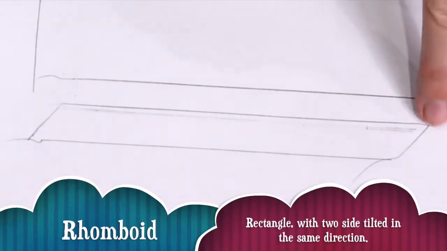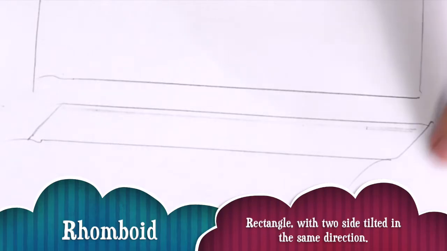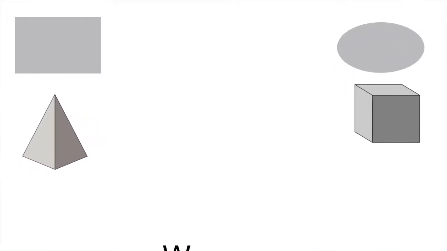It's a rhomboid. A what? I have no idea what that is. A rhomboid is a rectangle with 2 tilted sides going in the same direction. Alrighty, okay. If you like this activity, you can always pause the video and trace more objects. That was a great warm-up.